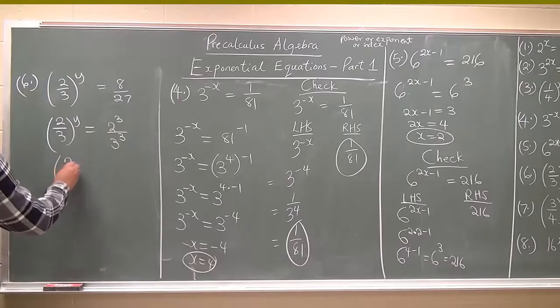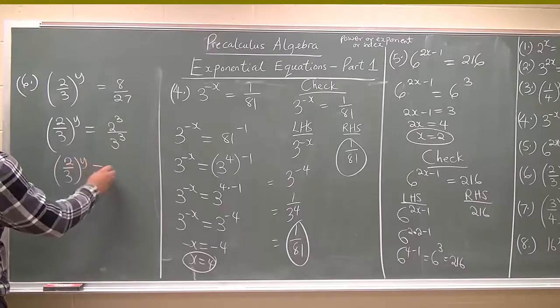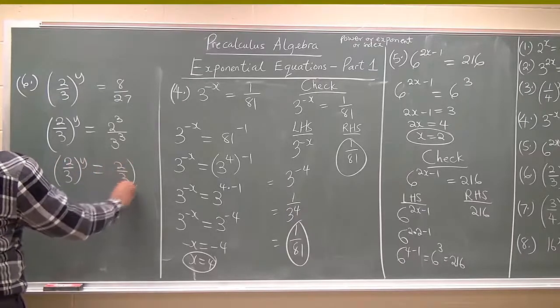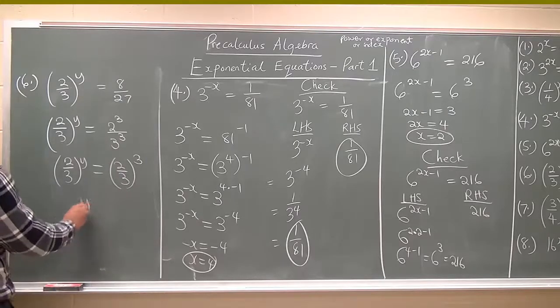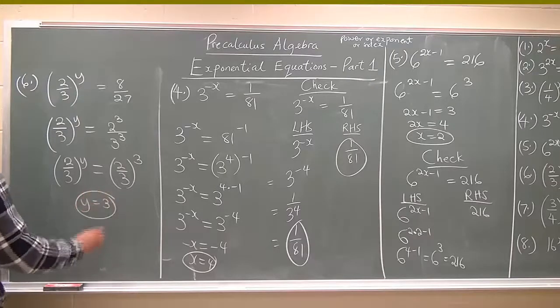So this is (2/3)^y = (2/3)^3. Do you see that now? They now have the same base, right? So our y is what? 3. Our y becomes 3.